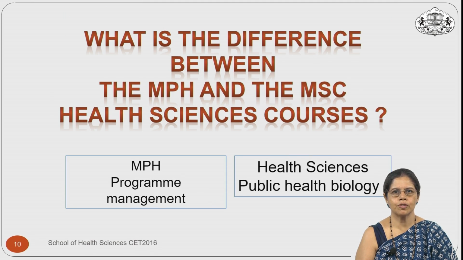So, what is the difference between the MPH and the MSc Health Sciences courses? In the MPH course, we give a focus or a strong concentration on program management. That means that we teach how to manage programs, we teach health economics, we teach leadership, we teach governance. Health sciences is more of a public health biology course. It is more of an academic course with a focus on epidemiology of diseases and other health conditions.